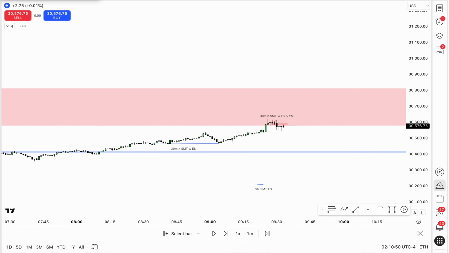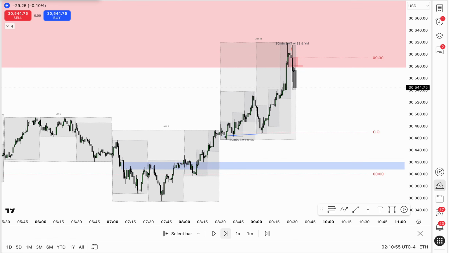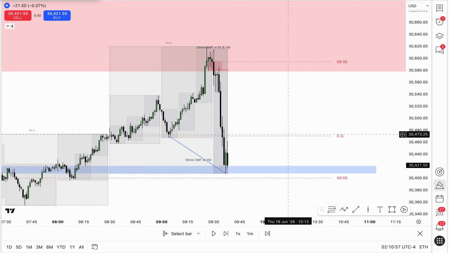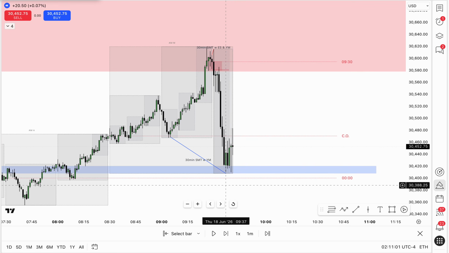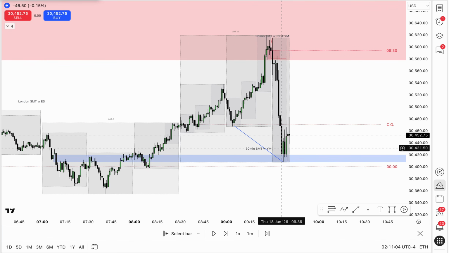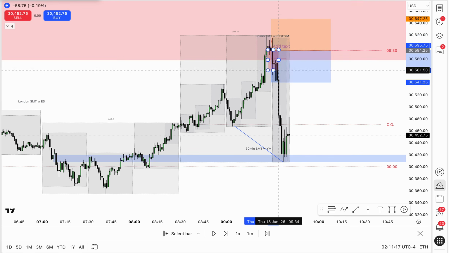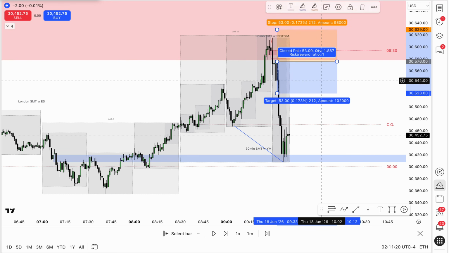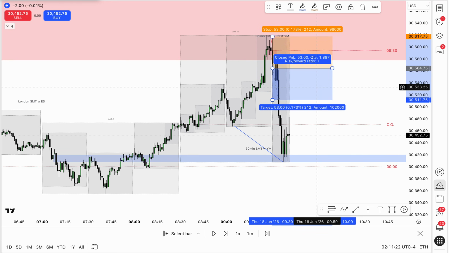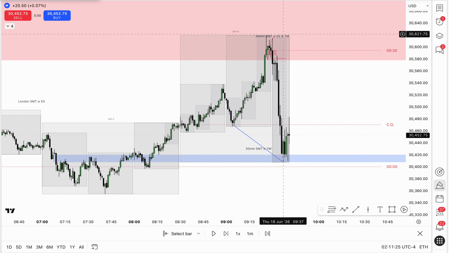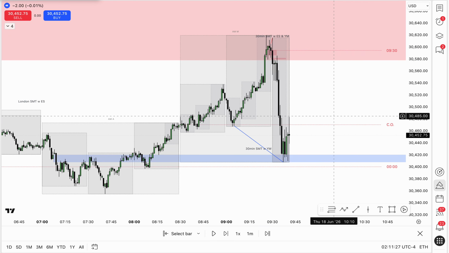Okay, get back to it. And as you can see, it was like a phenomenal run. I took my partials down here as well, down here. So then I already bagged, I think like 6 or 7K, and I took my short position right here, and I added here. So I took 2 different positions with my stop above the high because that SMT was present. So that SMT became my invalidation level.